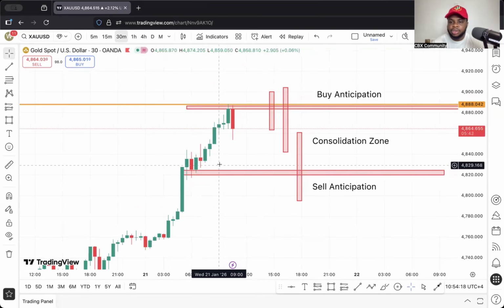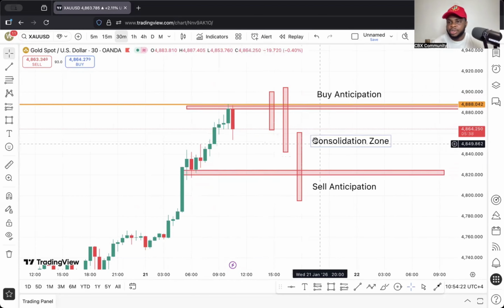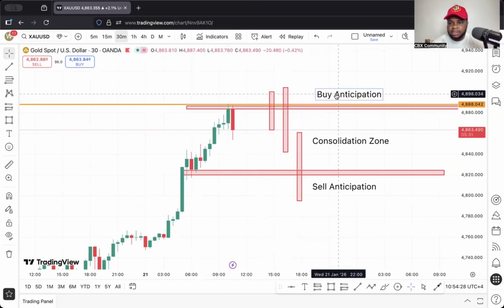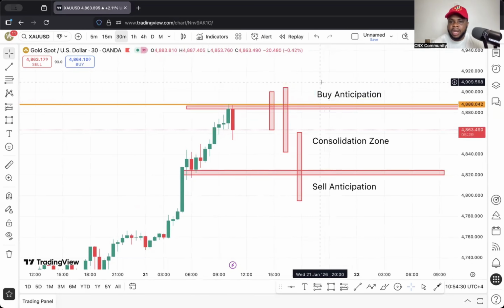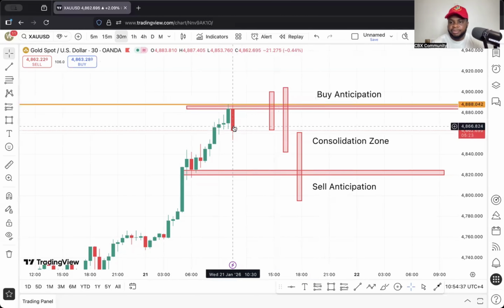So all you guys need to do is just for you to wait. So we are yet to identify this zone as a consolidation zone, and we are yet to identify this position as our buy anticipation. The only reason why this zone will be active or will be valid is because this candle needs to close with a bearish candle. It's very important for you to know what you're anticipating the market to give to you.